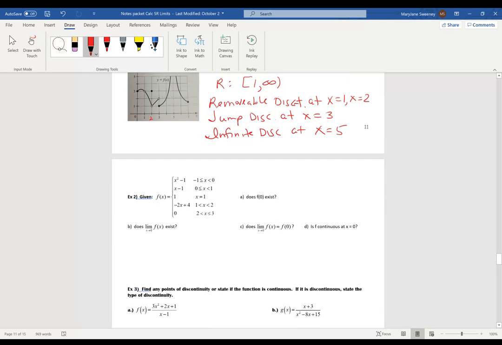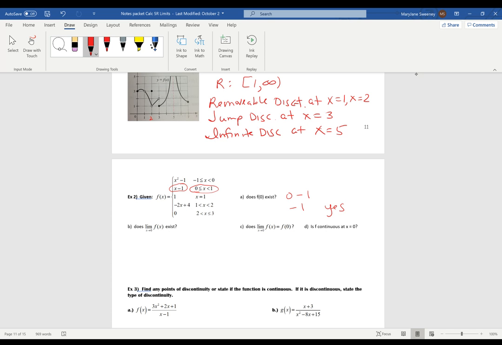Okay, so given this piecewise function, they ask, A, does f of 0 exist? Now, we don't need to graph it to determine if f of 0 exists. We can just look for where x is 0. So this interval here has where x equals 0, so I would plug into this. So it'd be 0 minus 1 or negative 1. So yes, f of 0 exists and it's negative 1.